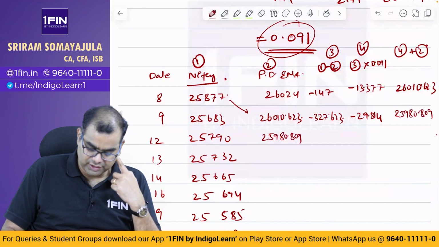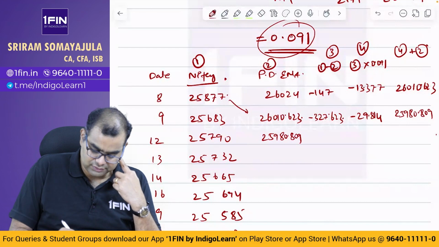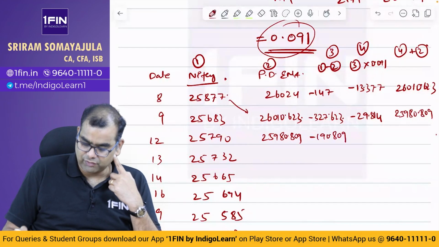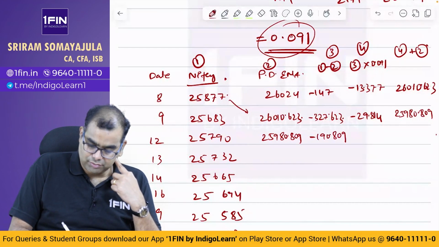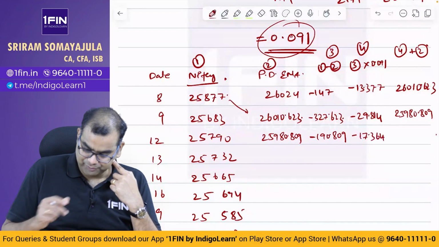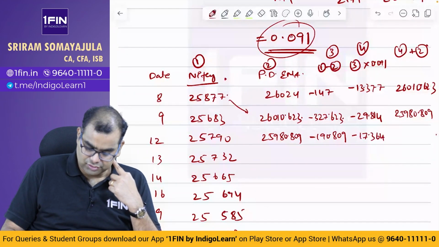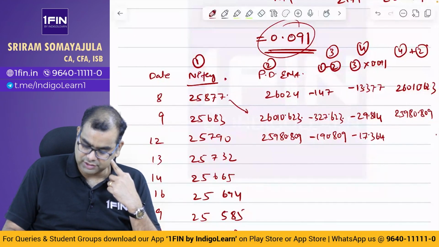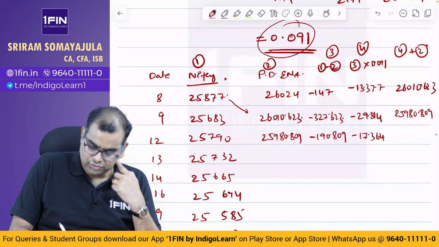Okay, minus 25,790. Minus 190.809 into 0.091 is equal to minus 17.364. So 25980.809 minus 17.364, you will get 25963.445.